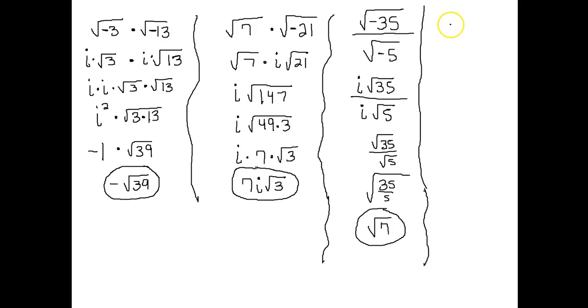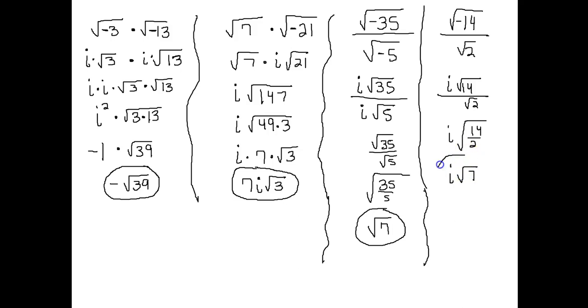And then let's say we have square root of negative 14 over square root of 2. Take out your i first. Then you can apply your quotient rule, and you end up with i square root of 7 in this one. Okay, so there's something to think about with products and quotients that involve negative radicals.